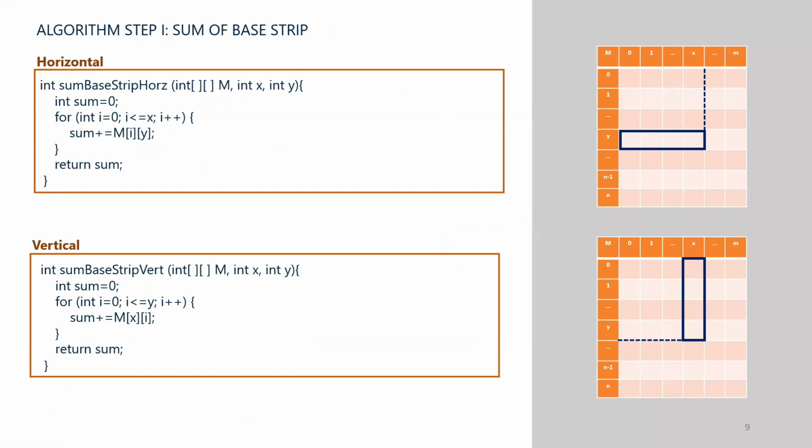Here is my code. Calculate horizontal strip, base strip. Int sum equals 0. For int i equals 0, i less than x, i plus plus, sum plus equals M[i][y], return sum. For the vertical, it's going to be similar.